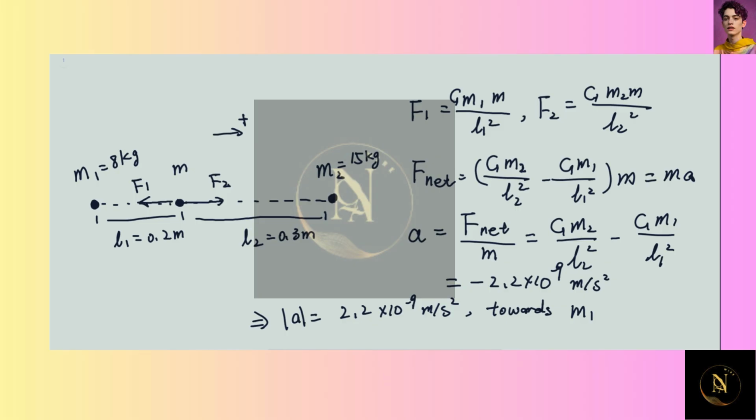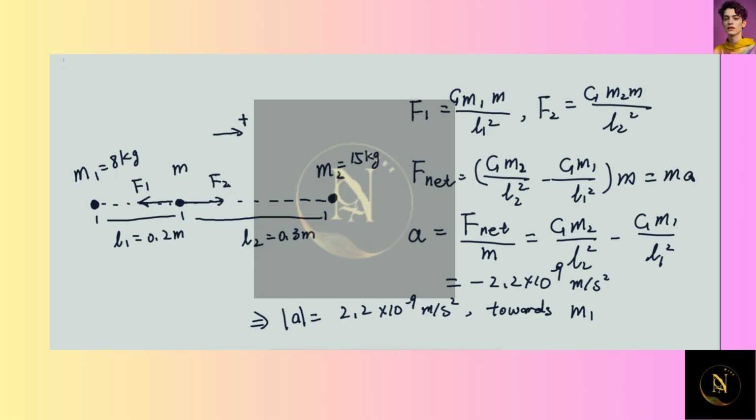Okay, so for this problem in the beginning, we have two masses M1 and M2, and we know their masses. Now we put another point mass here, M. Although we do not know the value of the mass here, it doesn't matter. But we do know the distance between M and M1 and the distance between M and M2.